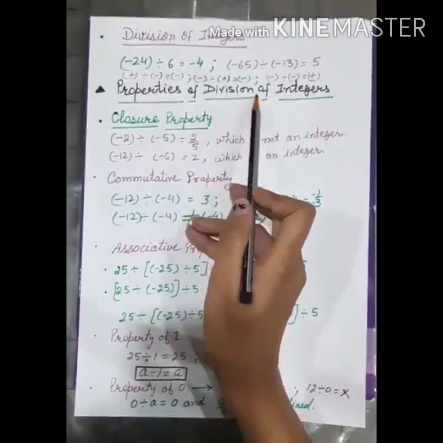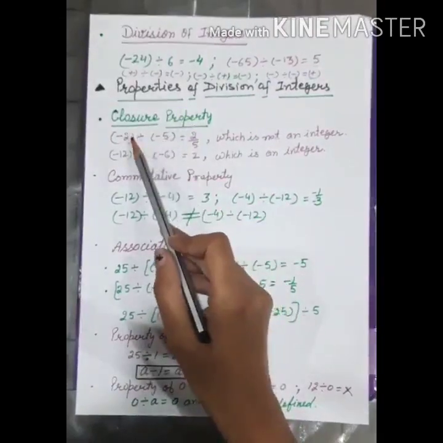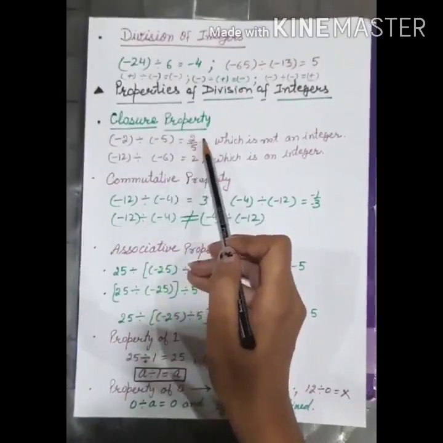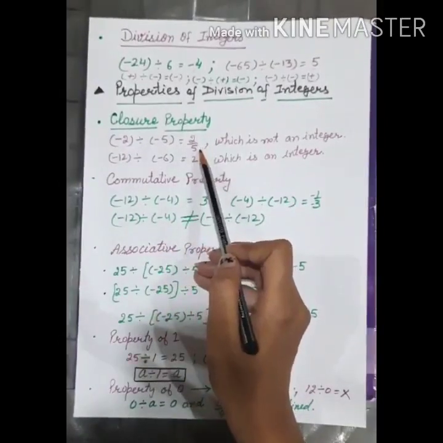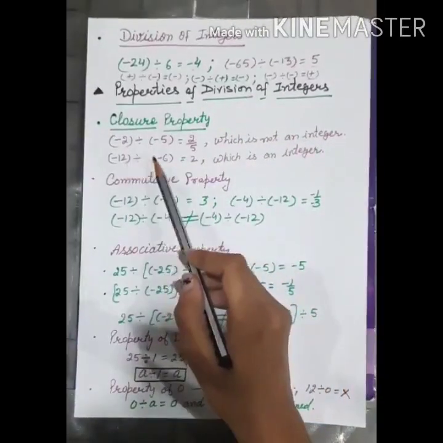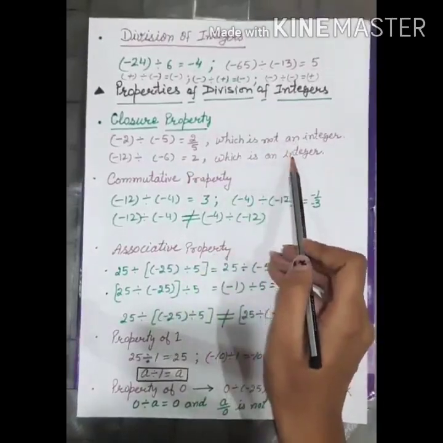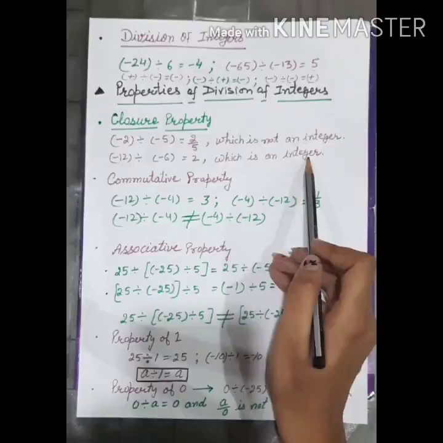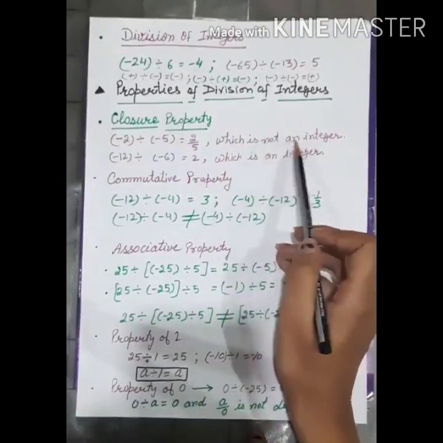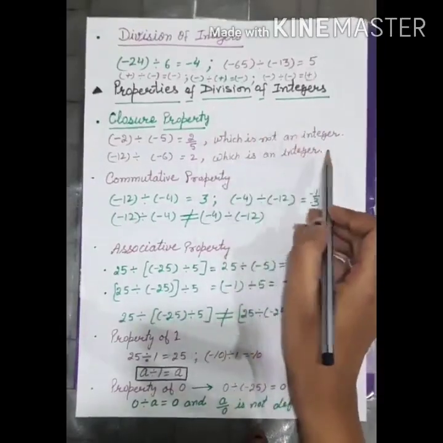Properties of division of integers. Closure property. Let us take some examples. Minus 2 divided by minus 5 is equal to 2 by 5, which is not an integer. Minus 12 divided by minus 6 is equal to 2, which is an integer. We can see that the division of two integers does not always result in an integer. So, integers are not closed under division.